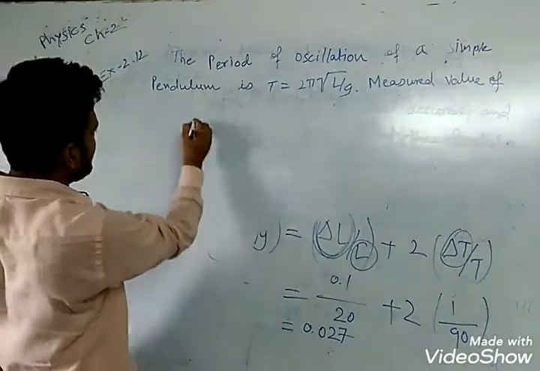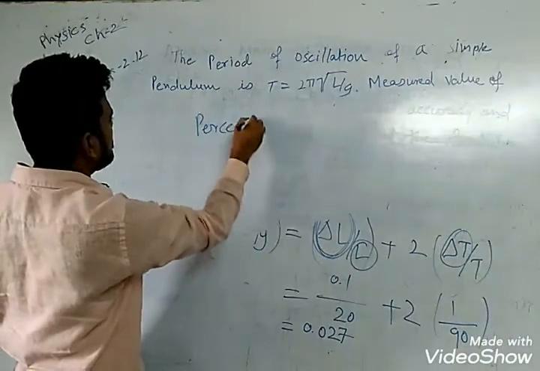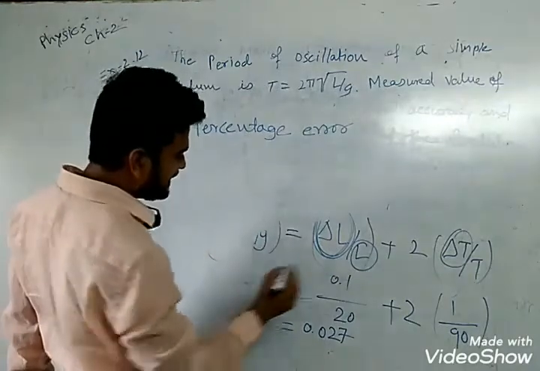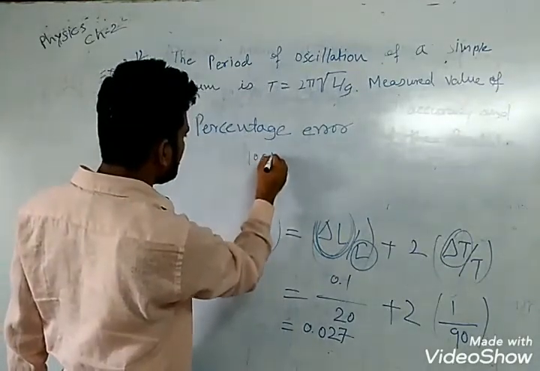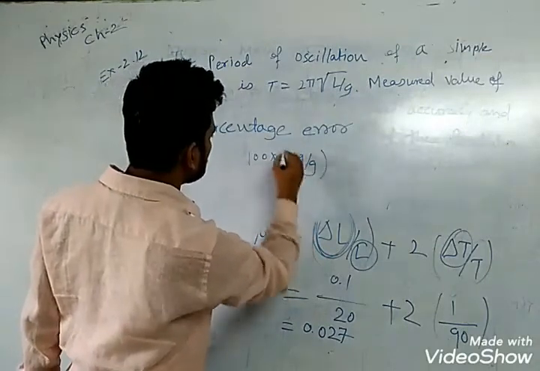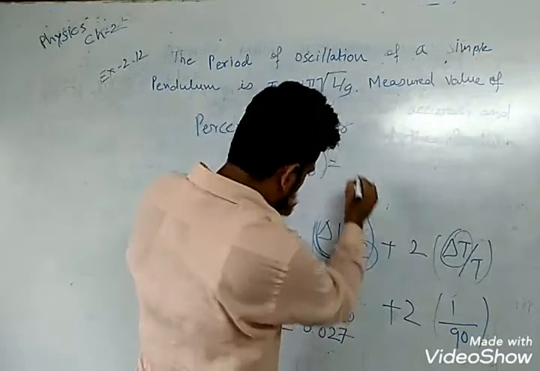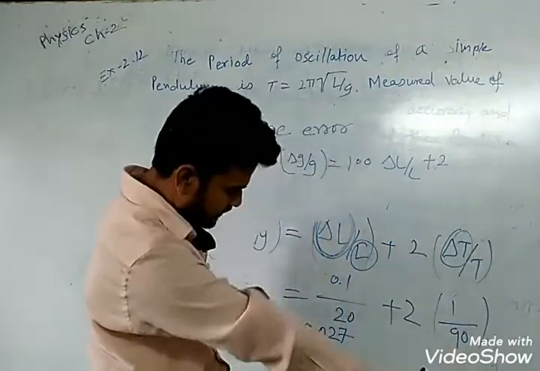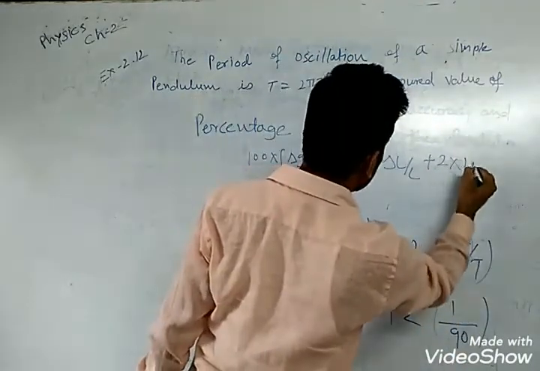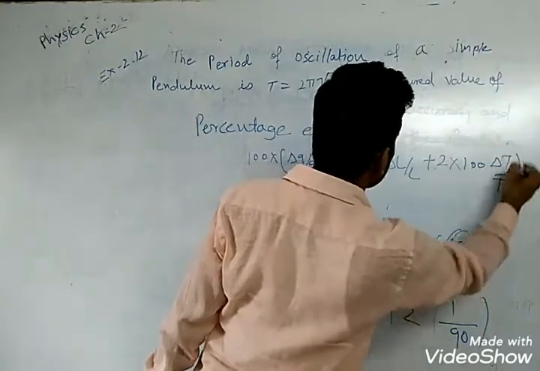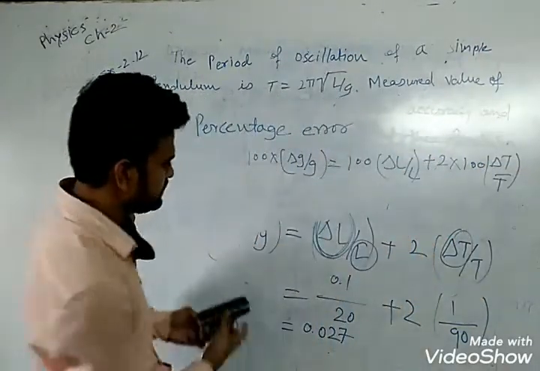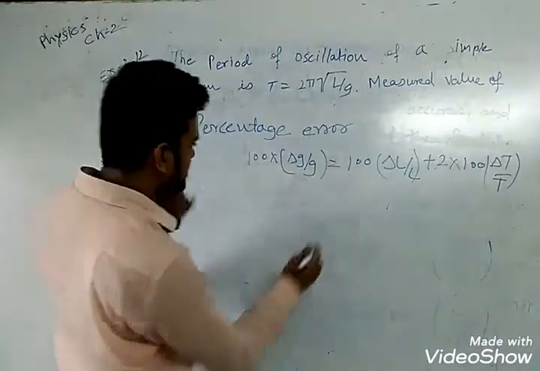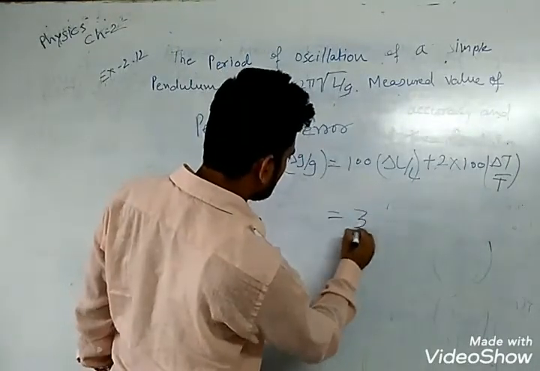Now percentage error. Percentage error, 100 into delta G upon G, is equal to 100 delta L upon L plus 2 into 100 delta T upon T. So here final answer is 3%.